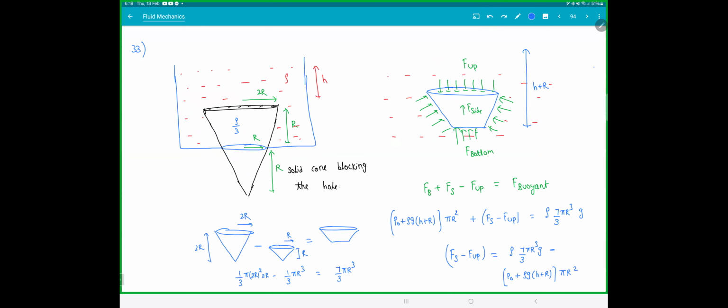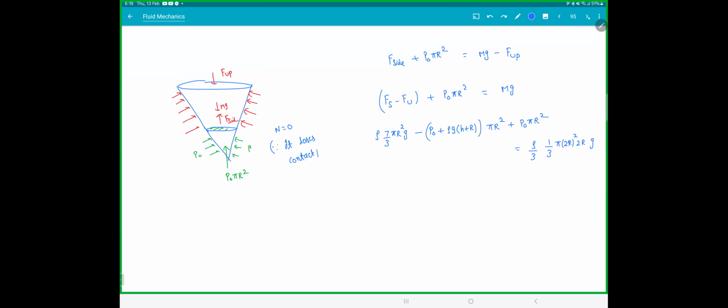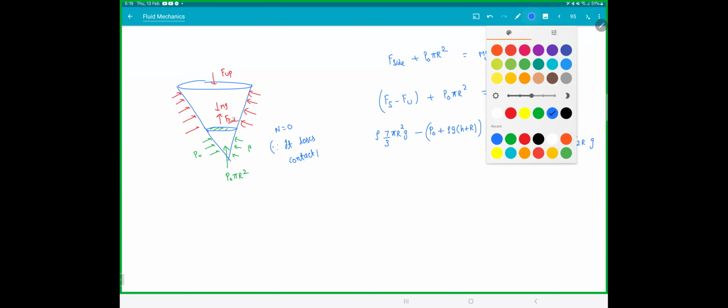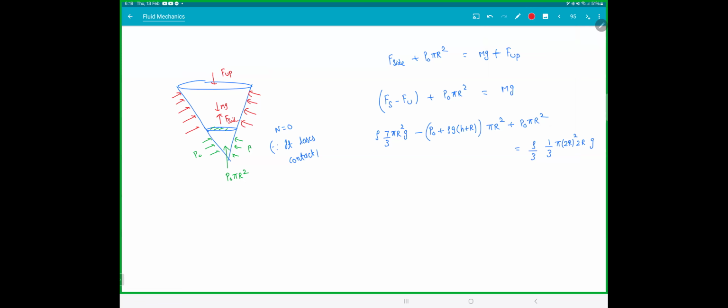Why will the force on one surface change because of something else? In the second step, this is Fs minus F up. This is plus, my mistake. F up is down. Clear with this? I think you're done now. You just need to solve. So the P naught pi r square term will cancel out.